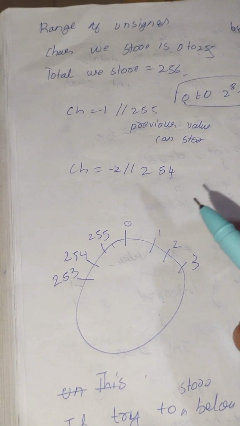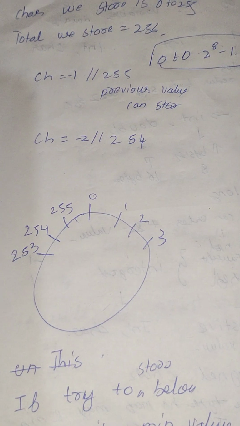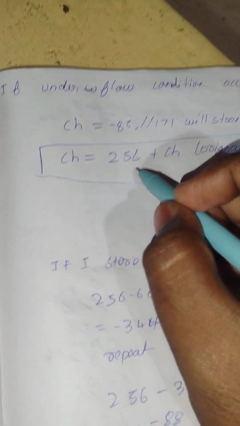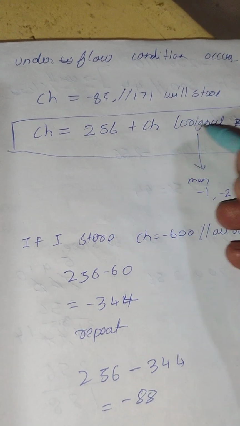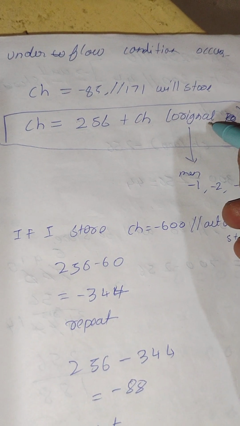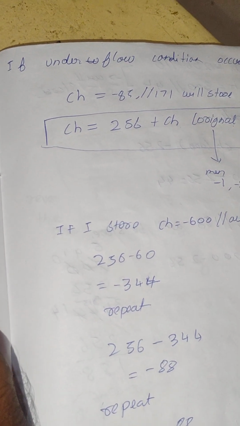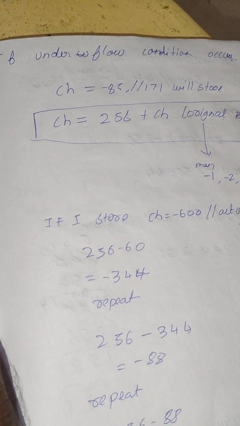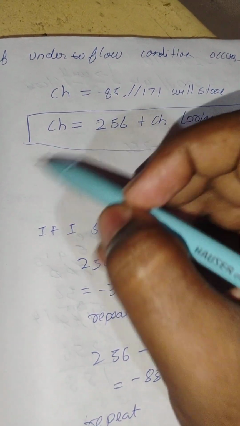So for this purpose there is a formula. With the help of this formula we can easily find the values. The formula is 256 plus the character's original value. What is this original value? -1. So if I add -1 to 256, I get 255.